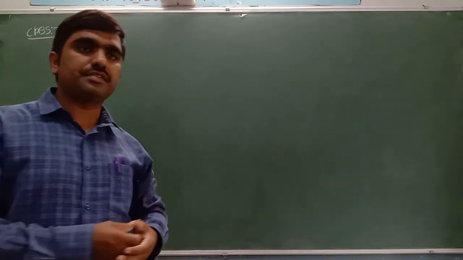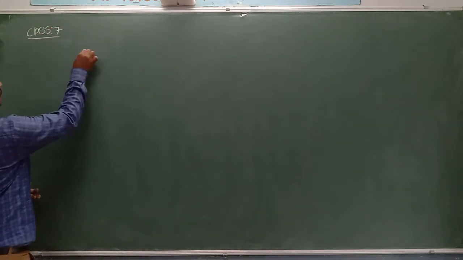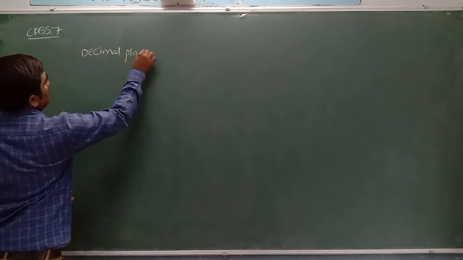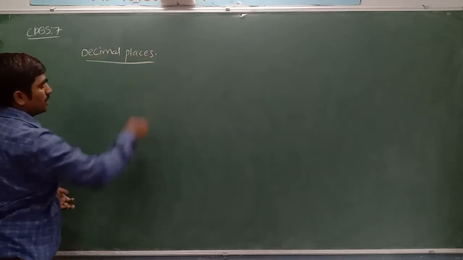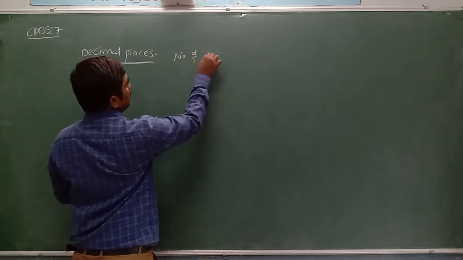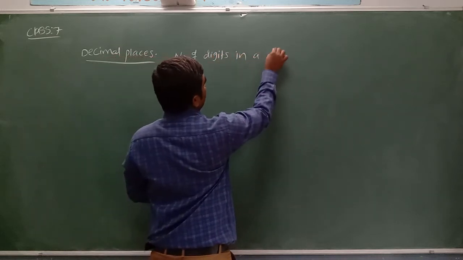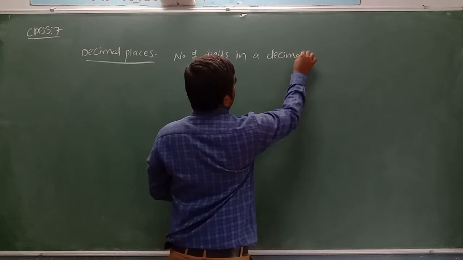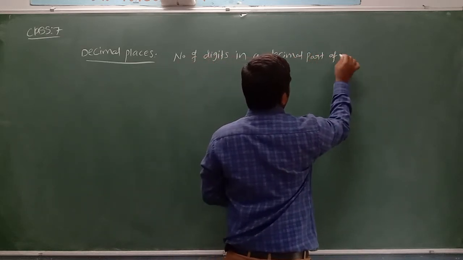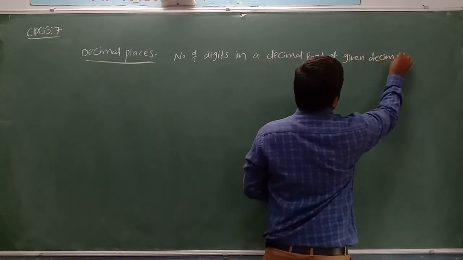Okay, let's see now what is meant by decimal places. Decimal places are the number of digits in the decimal part of a given decimal.